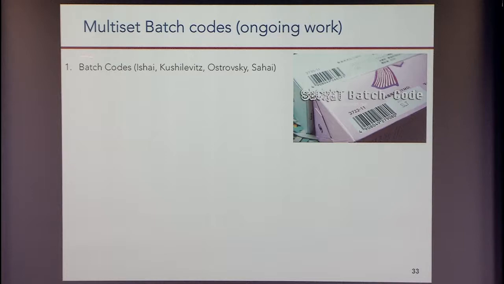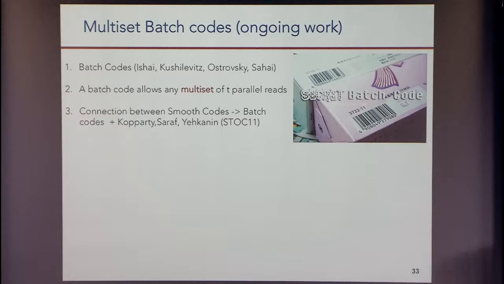Now, batch codes allow multi-set of t parallel reads, and there's a very interesting connection to smooth codes that was already recognized in the original batch code paper. It says if you have a really good smooth code, you can massage it and create a very good multi-set batch code from that.